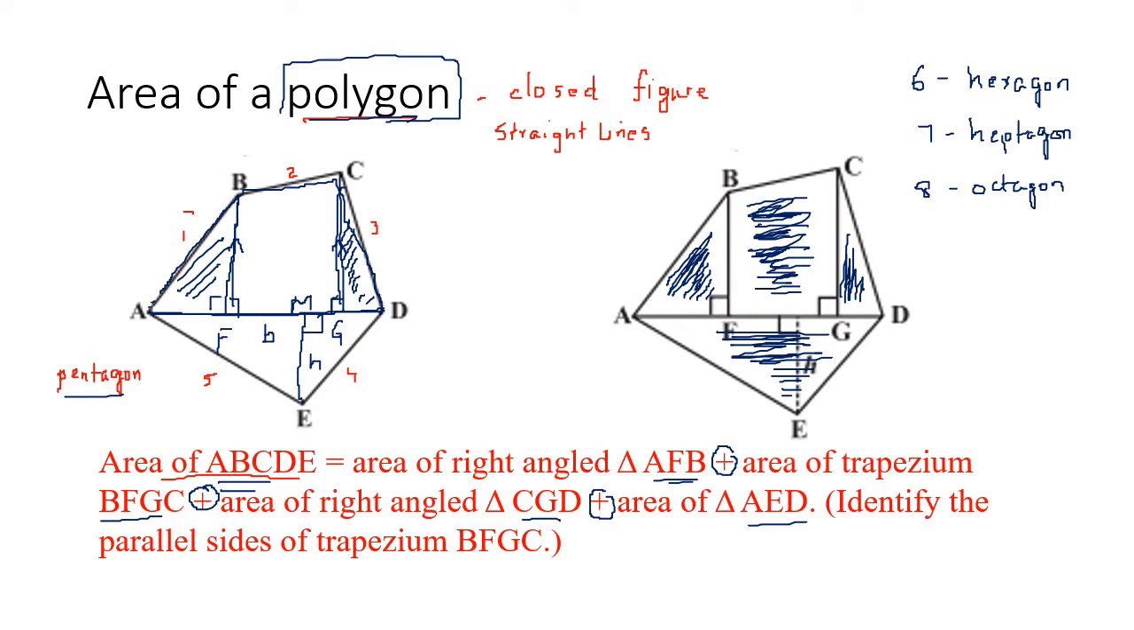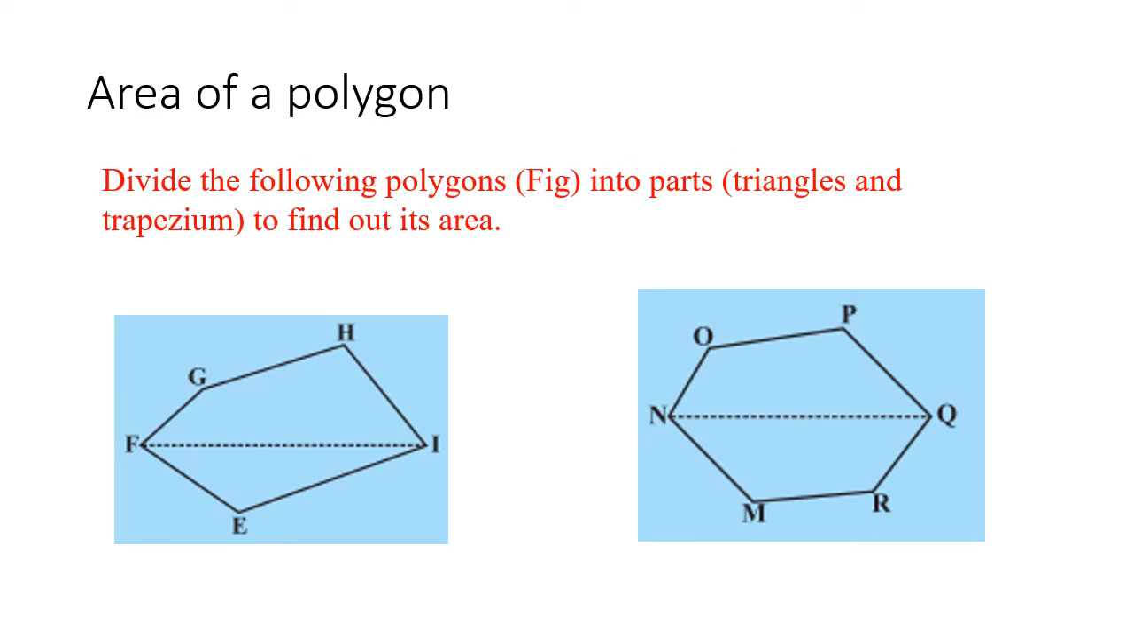So we have learned to find the area of a quadrilateral, a parallelogram, a square, a rectangle, a rhombus and a trapezium, and we are going to use it to find the area of a general polygon. Let us see a few examples first and then we can move on to the sums. The first step given to us is to divide the following polygons into parts.